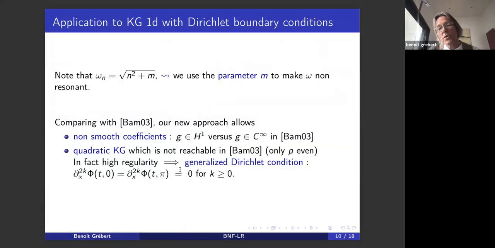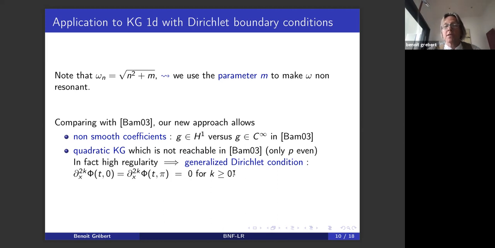The second point is in some sense tricky, in the sense that typically papers don't talk about this problem. We say that we are considering a Dirichlet boundary condition, but if you are considering very high regularity, then the condition you have to consider is not the Dirichlet condition, but the generalized Dirichlet condition, which means that all the derivatives of phi of order 2k, for k an integer, so all the even derivatives of phi, are 0 at x equals 0 and x equals pi. So here, we do not have to consider this generalized Dirichlet condition, but only the normal Dirichlet condition.